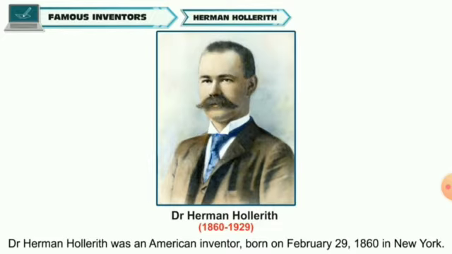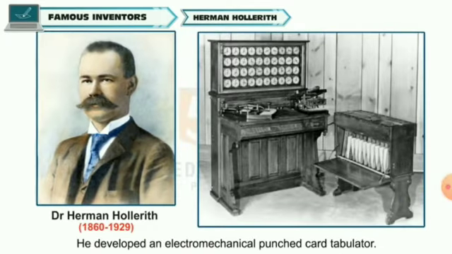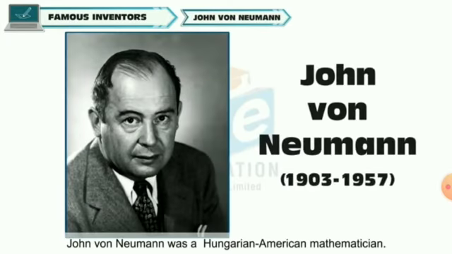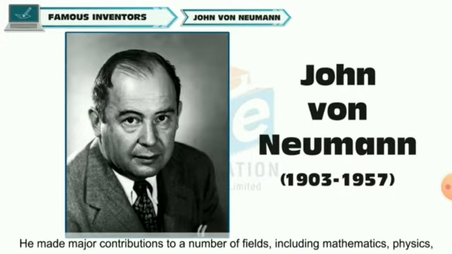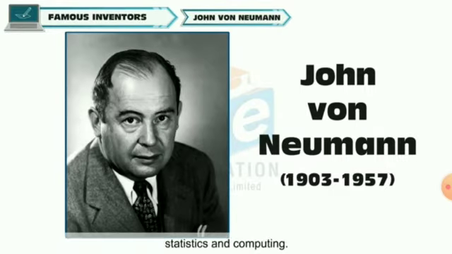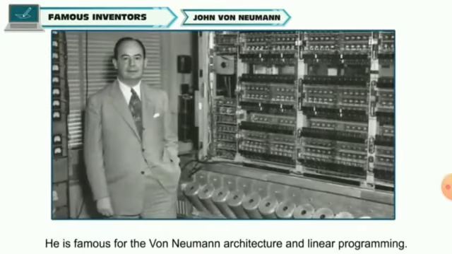Dr. Herman Hollerith was an American inventor born on February 29, 1860 in New York. He developed an electromechanical punched card tabulator. John von Neumann was a Hungarian-American mathematician. He was born on December 28, 1903 in Budapest. He made major contributions to a number of fields including mathematics, physics, statistics, and computing. He is famous for the von Neumann architecture and linear programming.